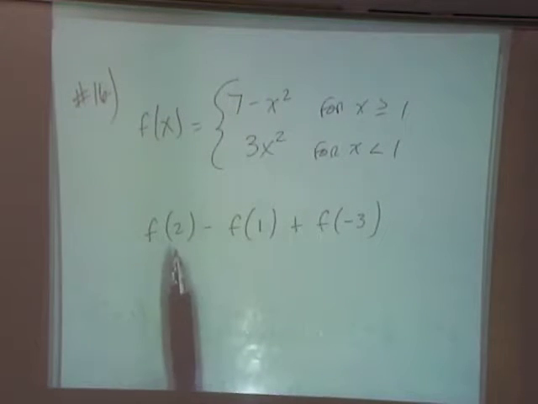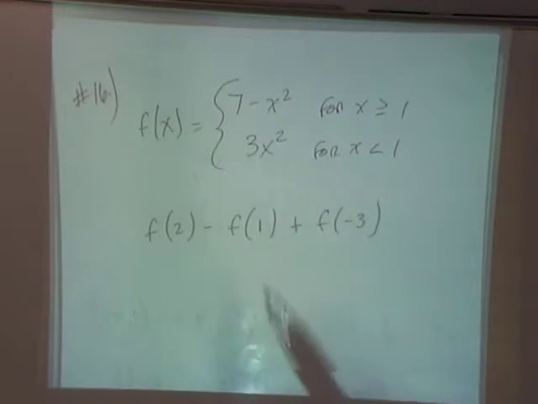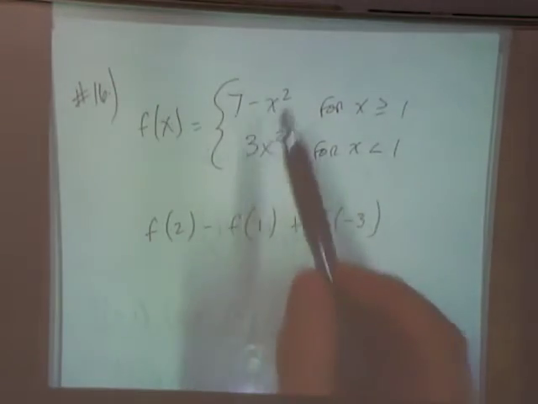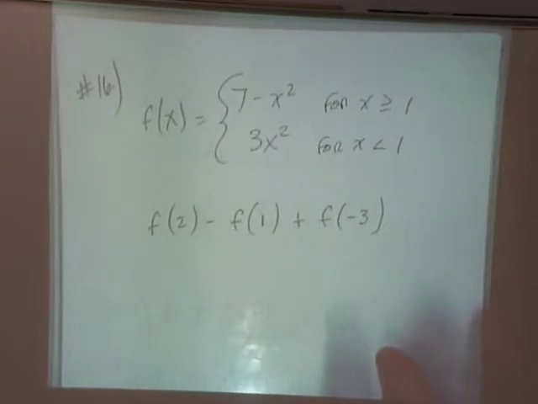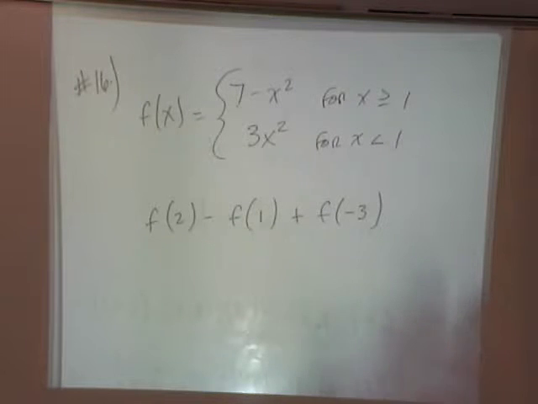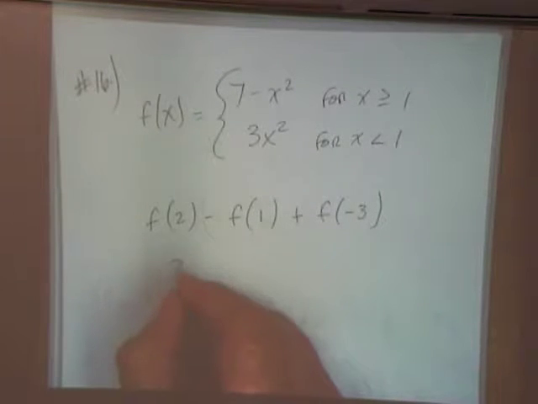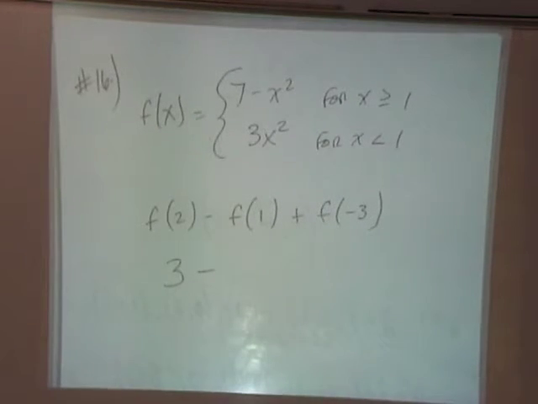So we'll do this one first. My x value is 2. That is definitely greater than or equal to 1, so I'm going to plug that in the top equation. So that's going to give me 7 minus 2 squared. 7 minus 4 is 3. Good.